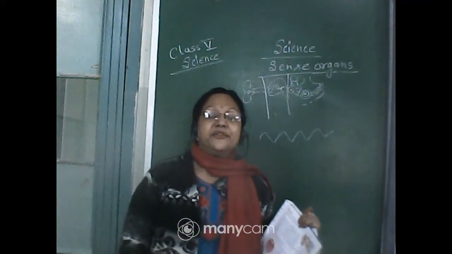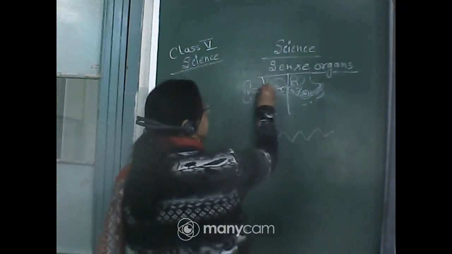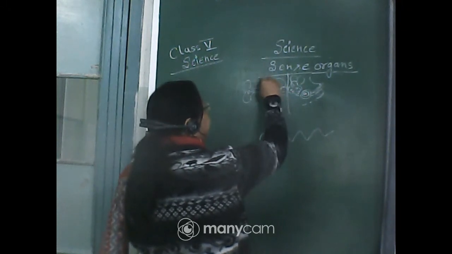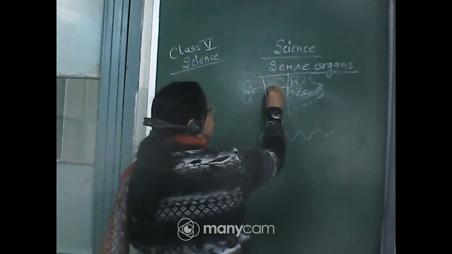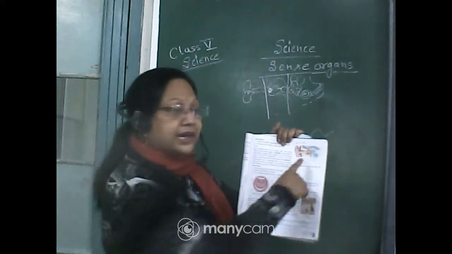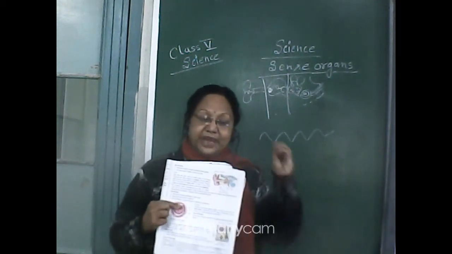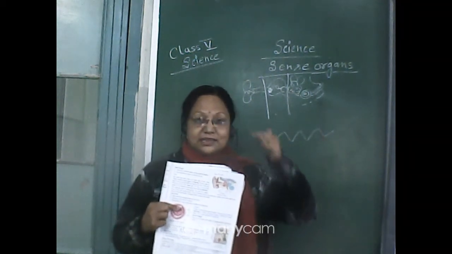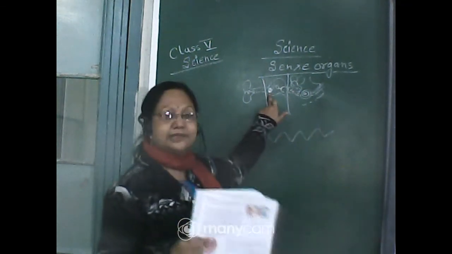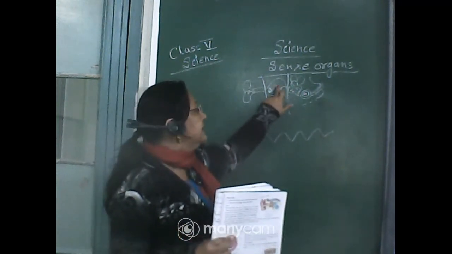So when the sound waves go inside our ear through the pinna, at the ending of this outer ear there is a membranous structure, and this membranous structure is called the eardrum. Okay, what is this eardrum? When the waves go inside through the pinna, it vibrates, it shakes this eardrum, and this vibration passes on to the middle ear.